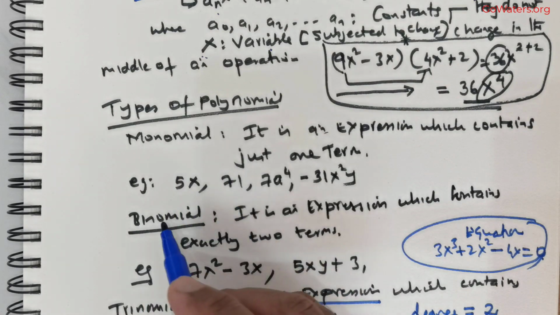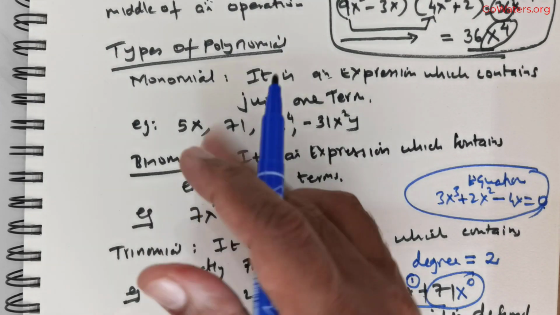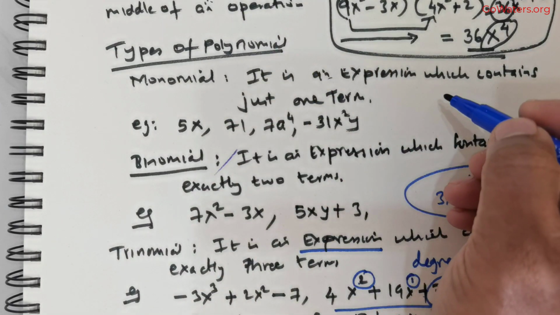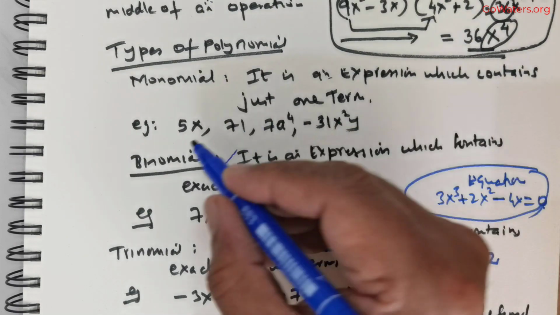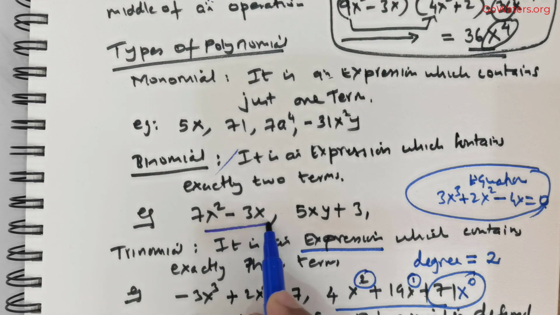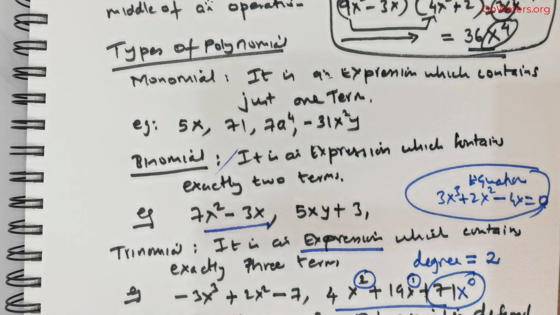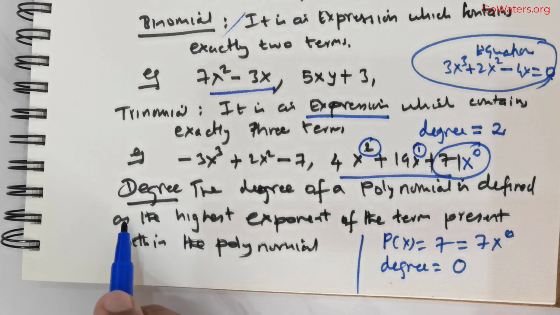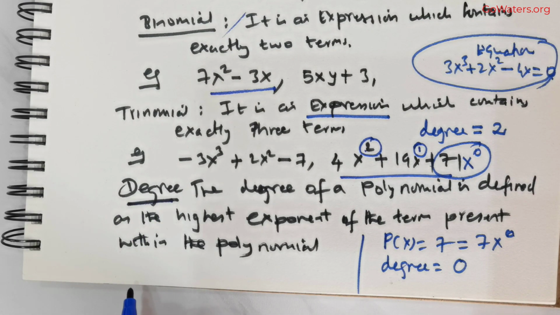So we got monomial, binomial, trinomial. These are all standard polynomials. Monomial is a polynomial where it has only one expression. Examples are given here. Binomial has got 2, trinomial has got 3, and so on and so forth. And then we came to a very all-important term, what is called degree.